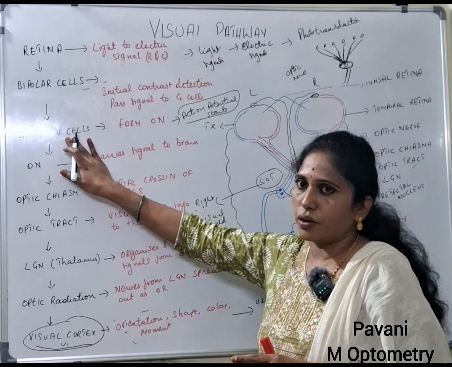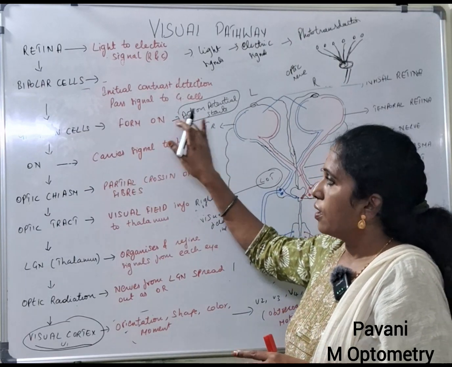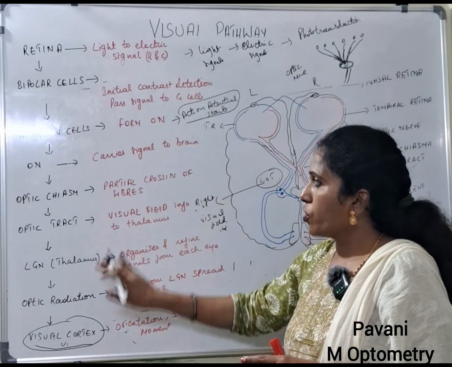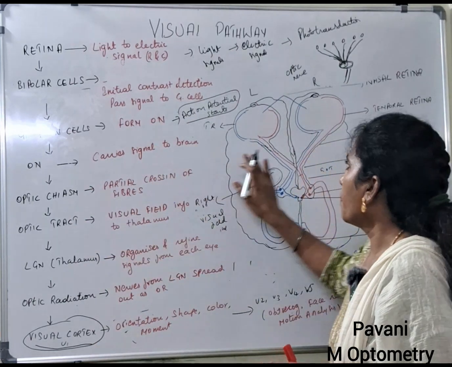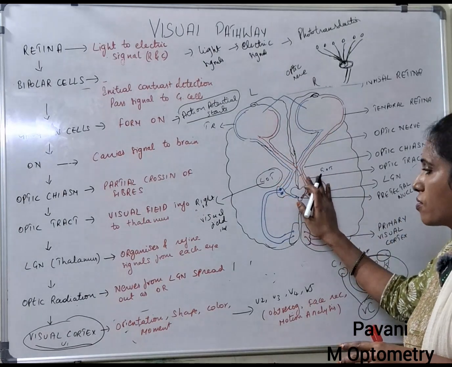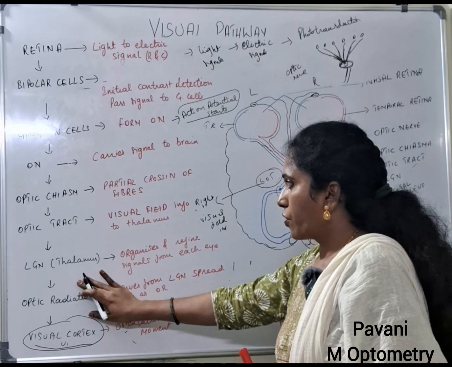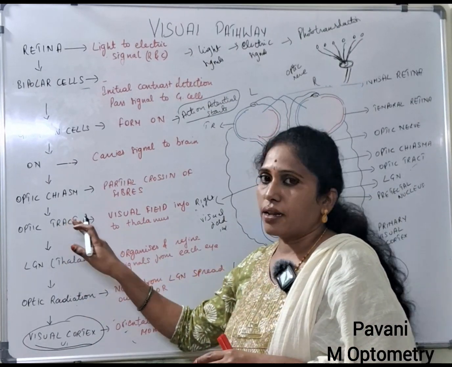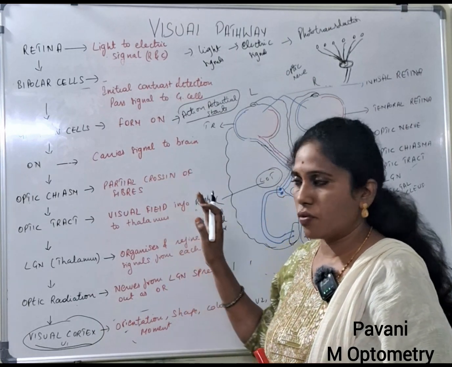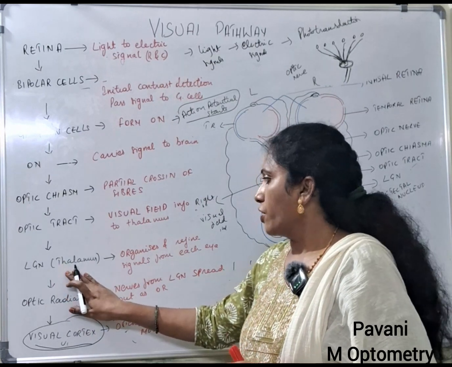One more thing you need to remember is that in the ganglion cell the action potential starts. This optic nerve carries the electrical signal information to the brain. The optic chiasm is the place where the nasal fibers of the left eye and the right eye cross over, and the optic tract carries the information to the lateral geniculate body. The left optic tract carries the right side visual field information and the right optic tract carries the left side visual field information, and that information is sent to the lateral geniculate body.